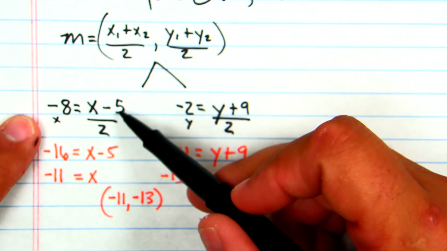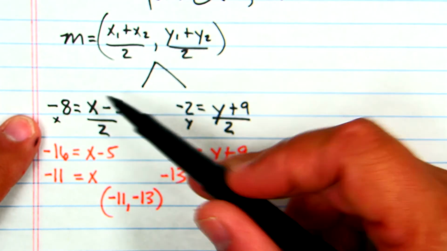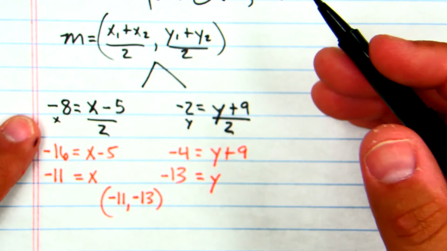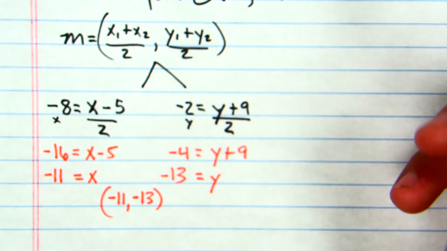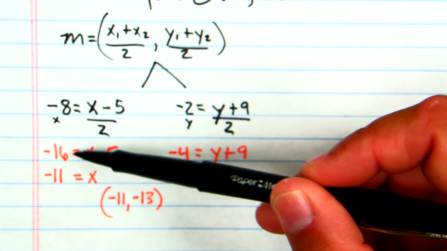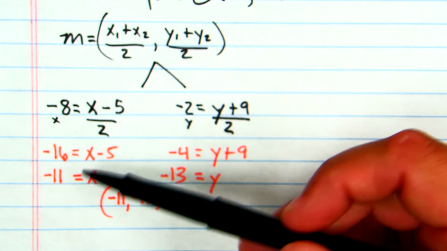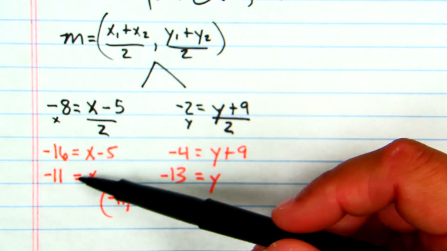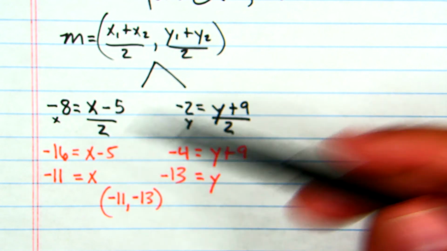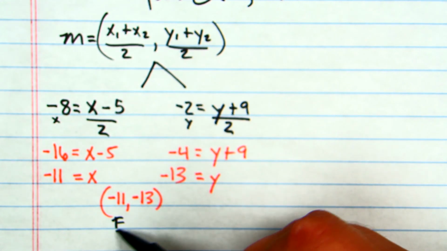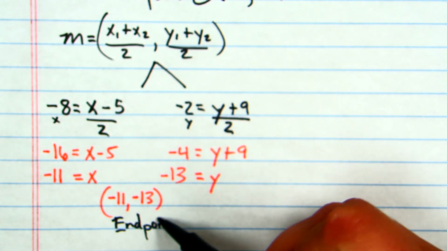And then this is from my actual endpoint. So I'm looking for this x, and this y gives me the other endpoint. I'm going to multiply both sides by 2. -16 equals x minus 5. Add 5 over, and x is equal to -11. So one coordinate of my other endpoint is -11.